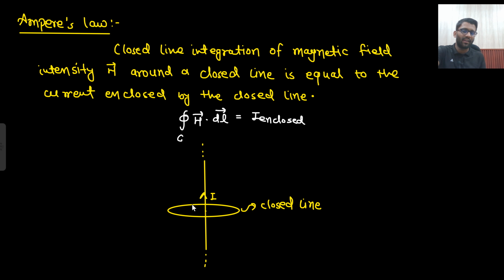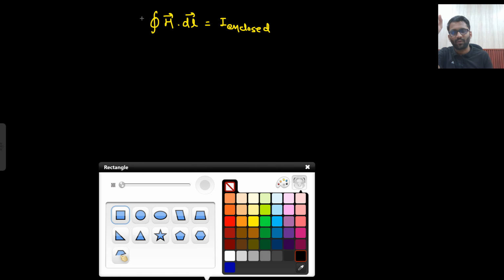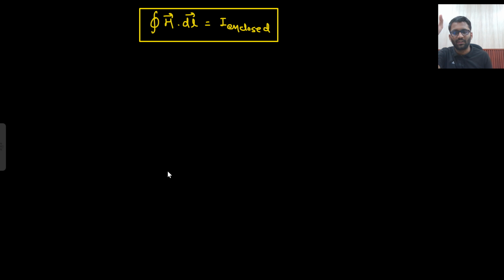So here, if I want to apply Ampere's law, note that this is not a magnetic field, don't think that I am making any magnetic field. I am taking a random closed line here, just a circular loop. The closed line integration of H dot dl will be equal to the I enclosed within the loop. So this is your Ampere's law, which you should remember. H dot dl is equal to I enclosed. Repeat it twice or thrice; there is no alternate way, this we have to remember.